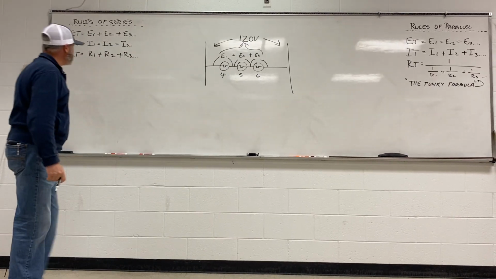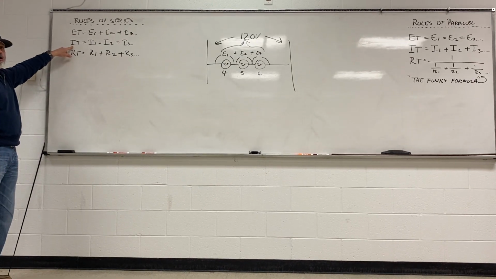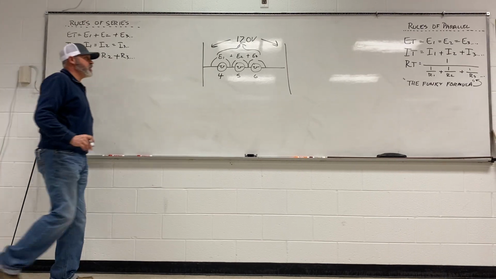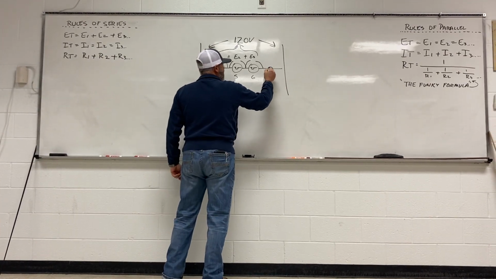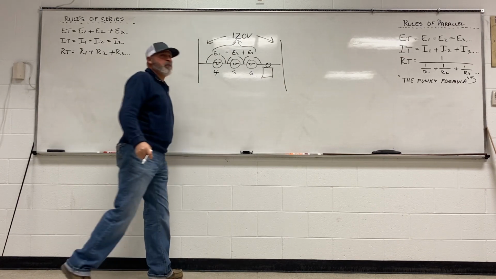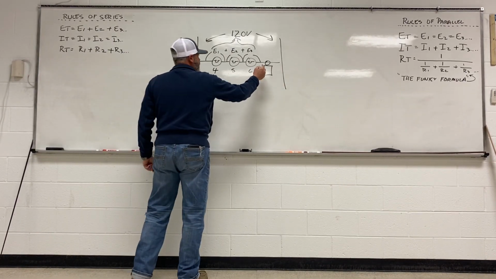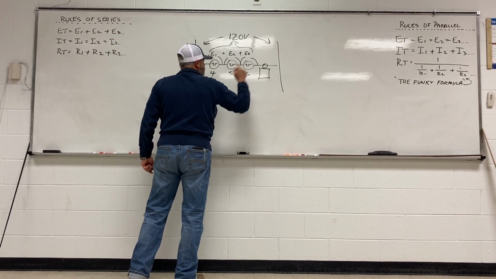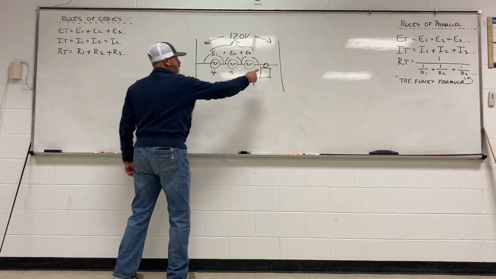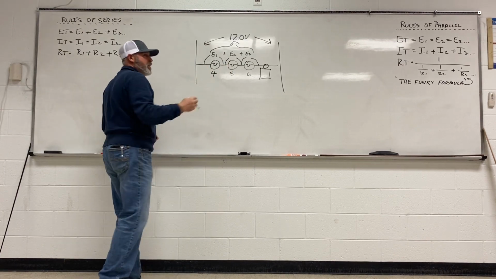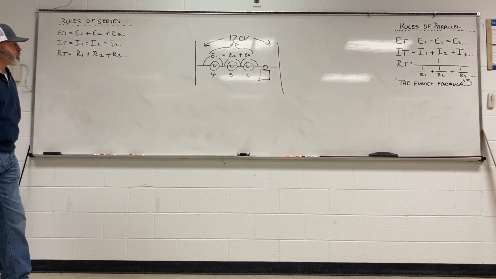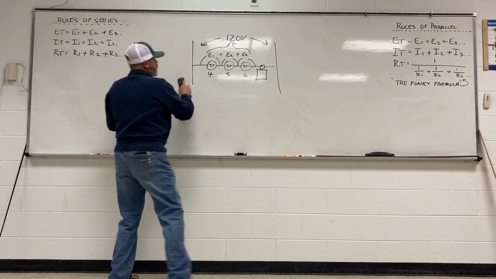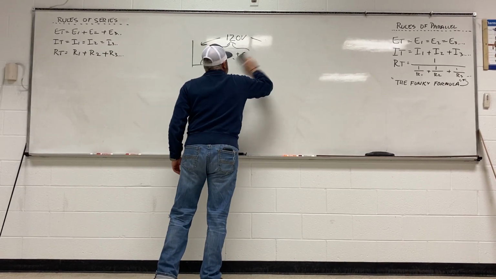Okay? Now, this is an easy rule with series: in a series circuit, we can take our amp clamp and clamp it around any part of that circuit and it will have the same amperage at any point. Here, here, here, or here. The amperage remains the same in a series circuit. Okay? So now, rules of a parallel circuit, let's look at those.